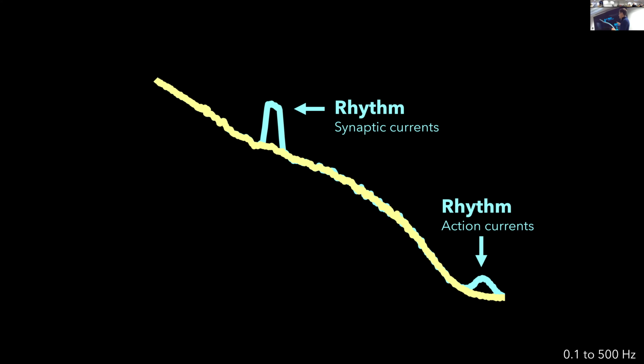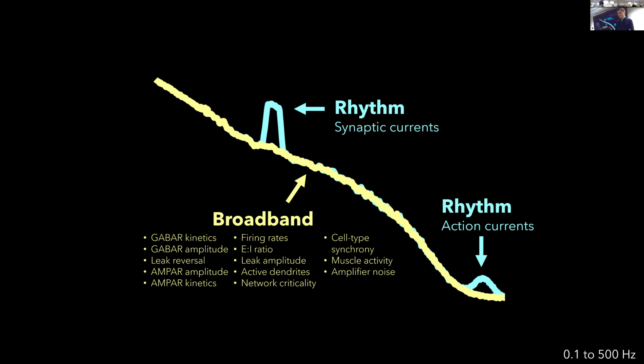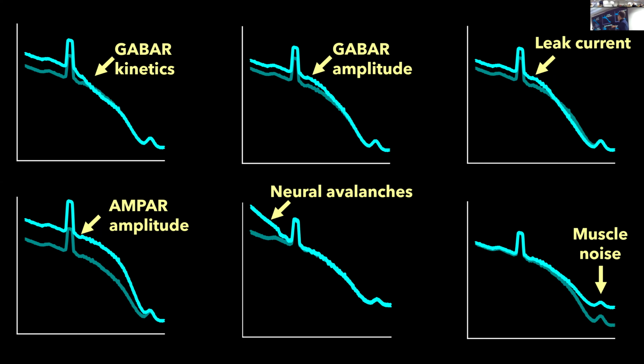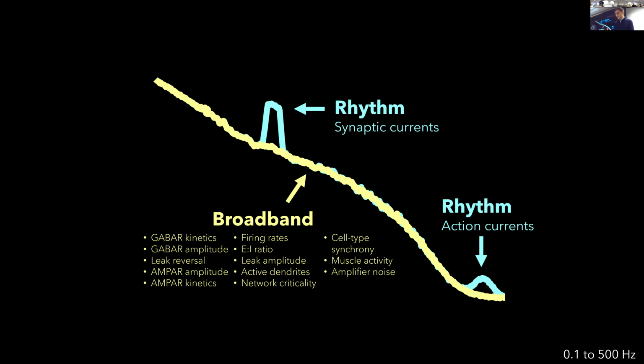Then you also have this entire broadband component to the EEG signal, which is contributed by many, many different factors. These factors are all operating in different ways, changing the spectrum in different ways. For example, you have the GABA receptor kinetics, the leak currents, AMPA receptors, neural avalanches, muscle noise. So first of all, the broadband spectral component of the EEG is very rich, and there's a lot to be learned from it by analyzing it. But it's also maybe a bit too rich to try to understand. Interestingly, our modeling framework actually provides a very nice organization for how these different factors influence EEG signals.